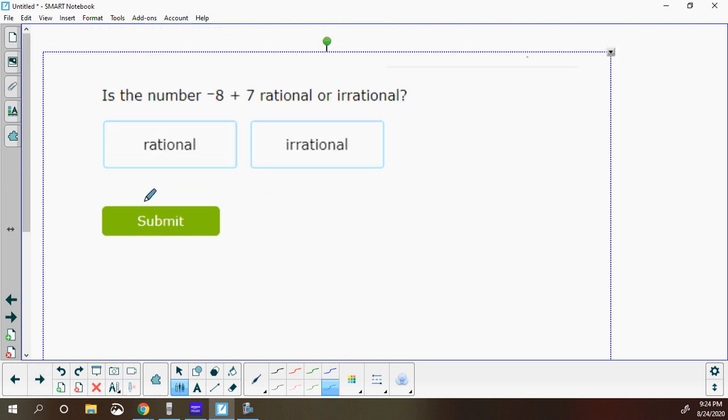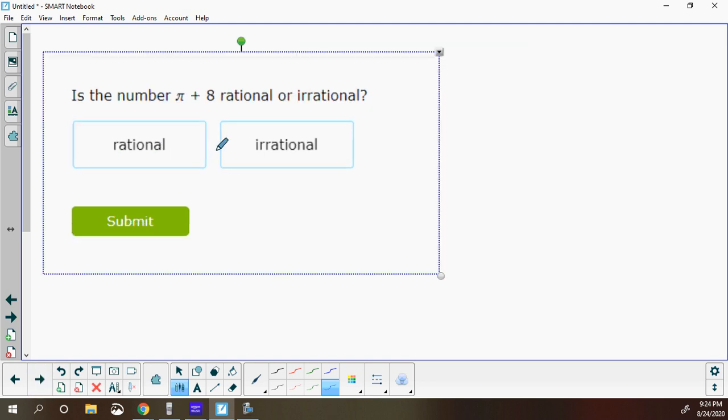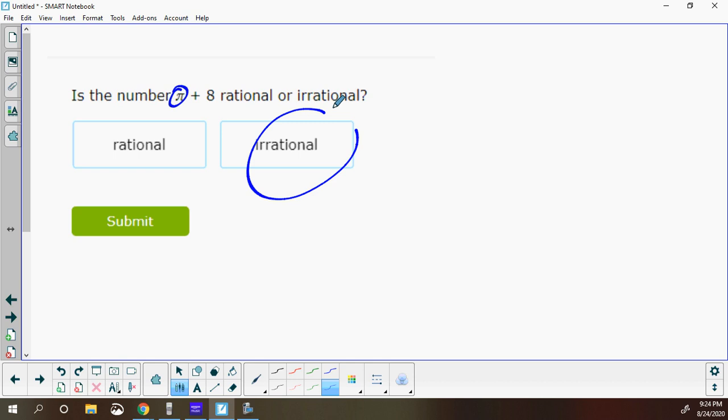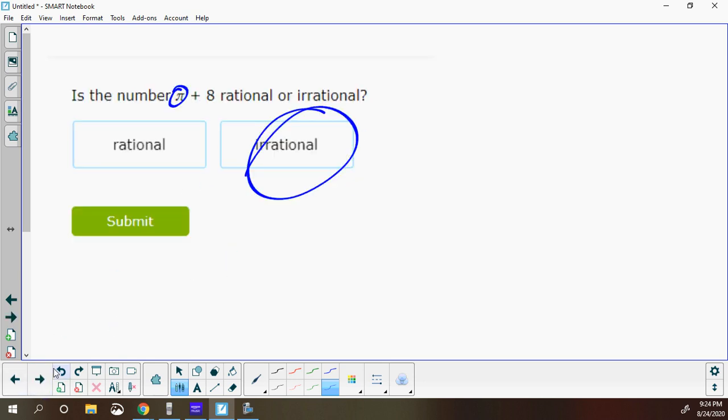Oh, good. Rational and irrational. We did a bunch of this today. Negative 8 plus 7, rational. Negative 6 plus minus 4, rational. That little pi's irrational. Oh, and that was it. So that's pretty easy. All right.